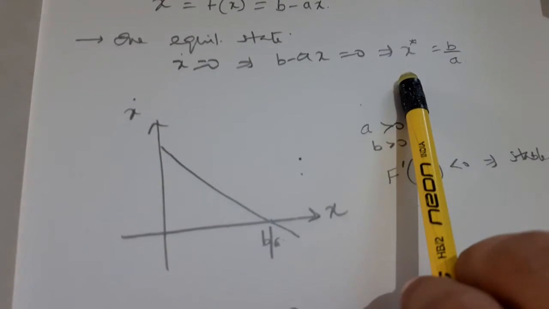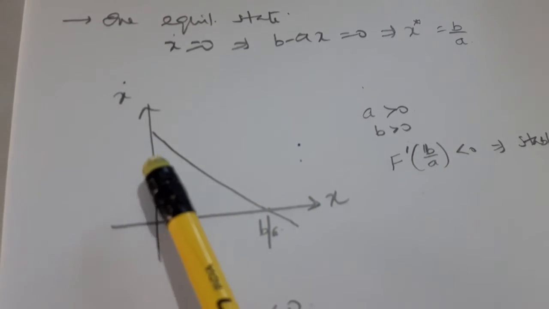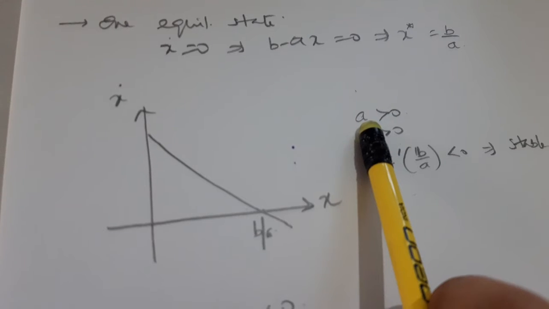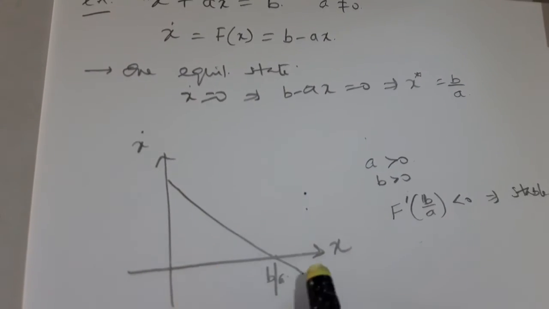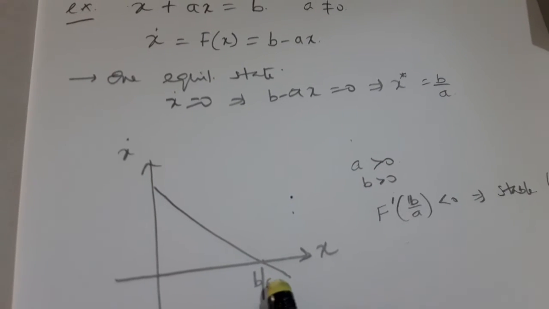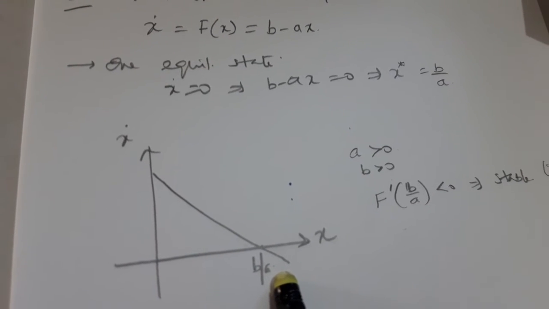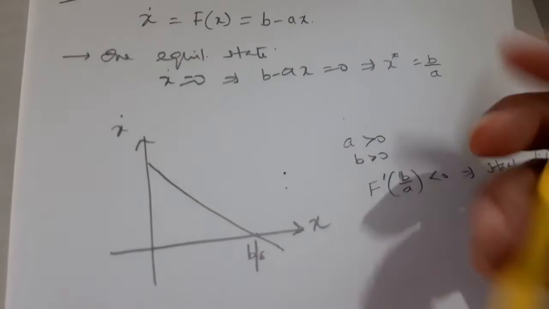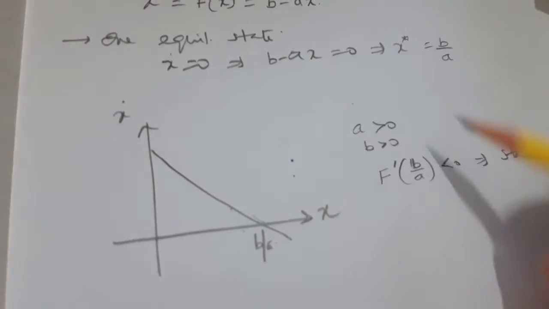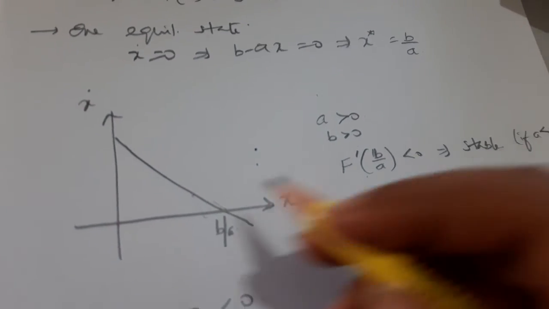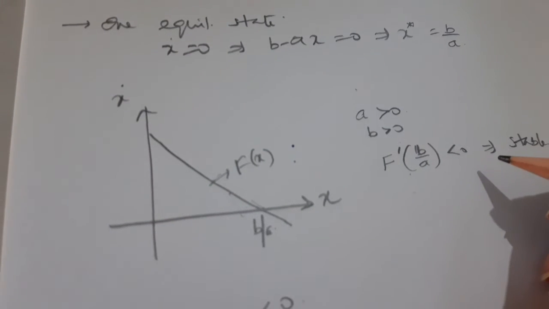Now one way to examine stability is to actually draw the phase diagram. So if we draw the phase diagram, let us assume a is positive, and let's say b is positive, you're going to get this straight line graph, and you can see that x dot is 0 at x equal to b by a. You can clearly see that at b by a, the slope of the graph is negative. This is your graph of f of x, or x dot, with respect to x.